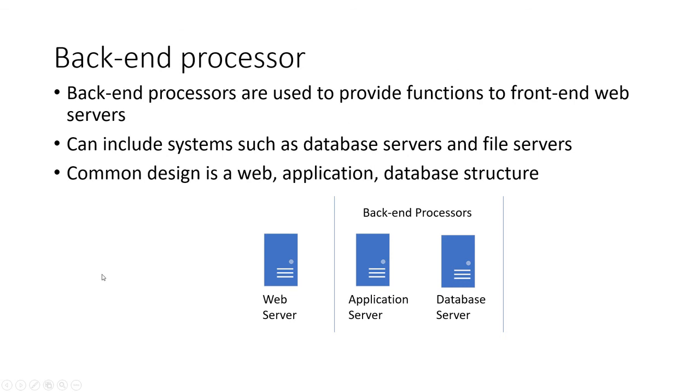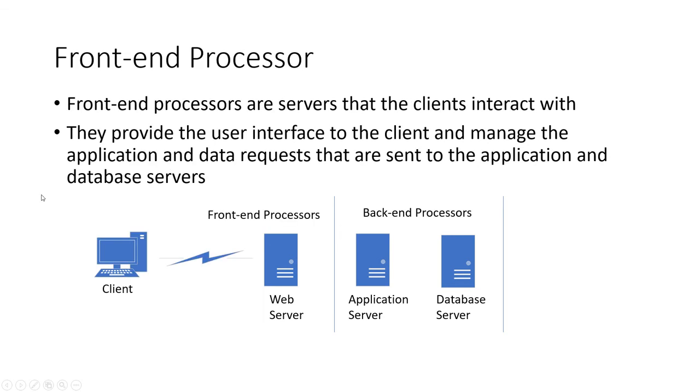Backend processors are used to provide functions to front-end web servers. They can include systems such as database servers and file servers. A common design is a web application and database structure, where we have the web server on the left and then the backend processors on the right. Front-end processors, by contrast, are servers that the clients interact with. They provide the user interface to the client and manage the application and data requests that are sent to the application and database servers. We have the front-end processors on the left communicating with the clients and the back-end processors on the right.